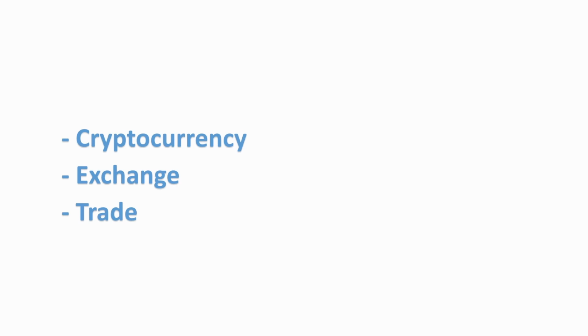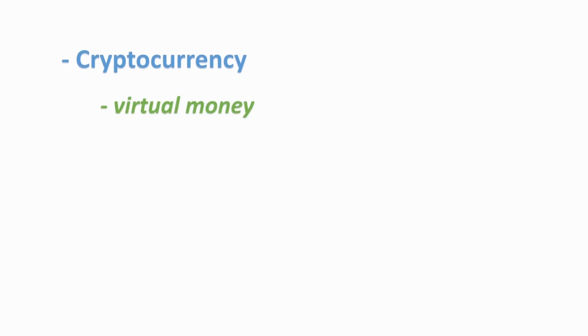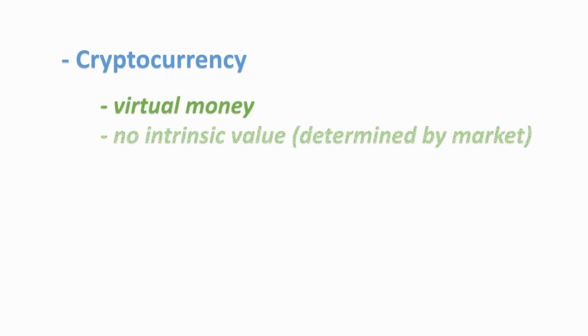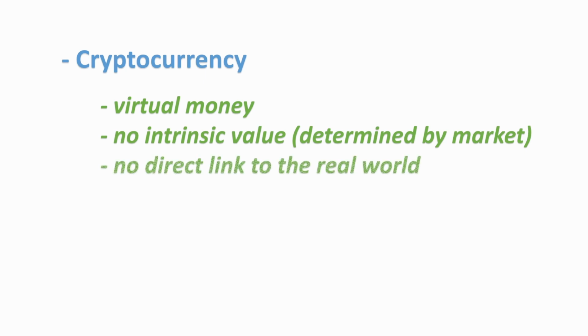There are probably dozens upon dozens of books and videos and articles on all of these, so I will try keeping my points as simple as I possibly can and stick to a level of detail that is sufficient just to start trading. Cryptocurrencies are virtual money that have no physical form and no intrinsic value other than the value attributed to them by the market. Cryptocurrencies have no direct link to anything tangible in the real world, with the exception of so-called pegged cryptocurrencies, which we'll cover later.